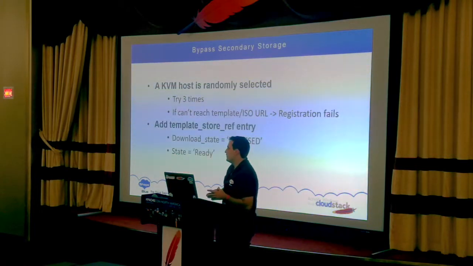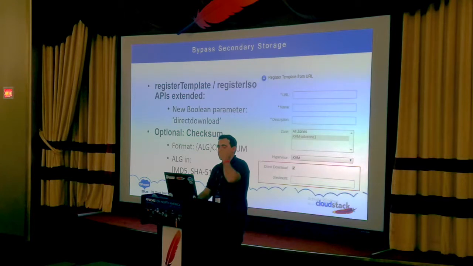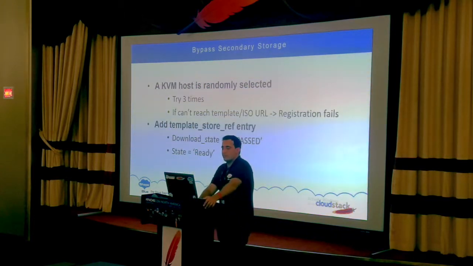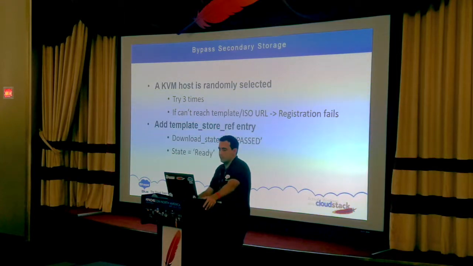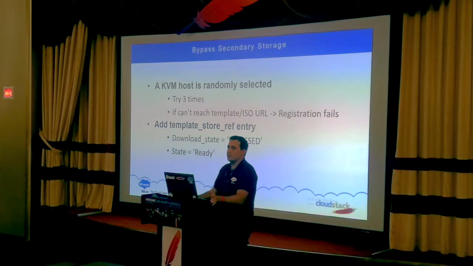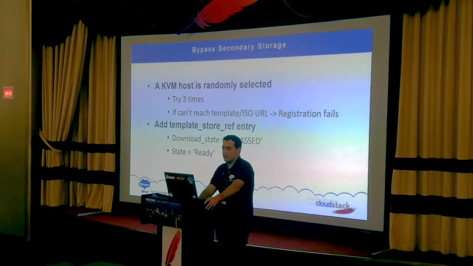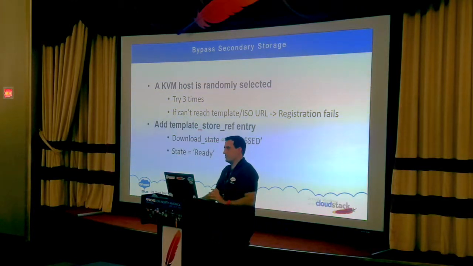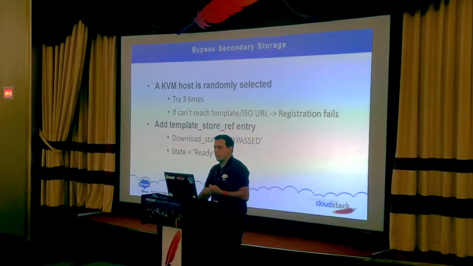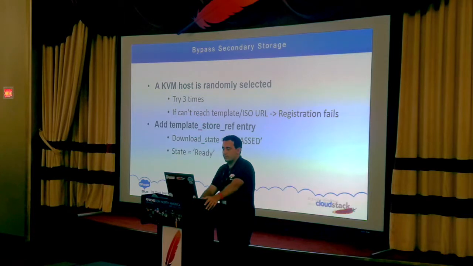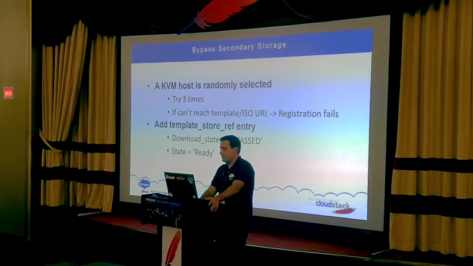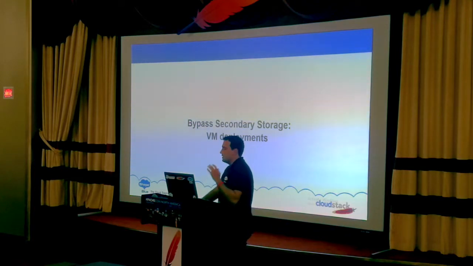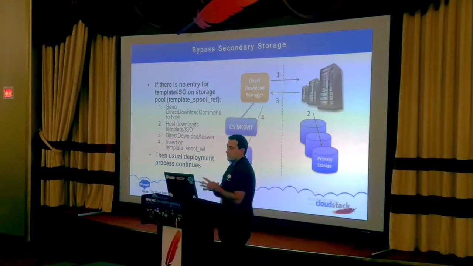As I mentioned, when the user registers a template selecting the direct download checkbox or setting the direct download parameter to true, CloudStack will select a host randomly, and it will try 3 times to reach that template URL. If after those 3 times the template cannot be reached, then the registration fails. If it is successful, then to be consistent, CloudStack adds an entry into the template store ref table, with a new download state, which is bypass, and the state set to ready.